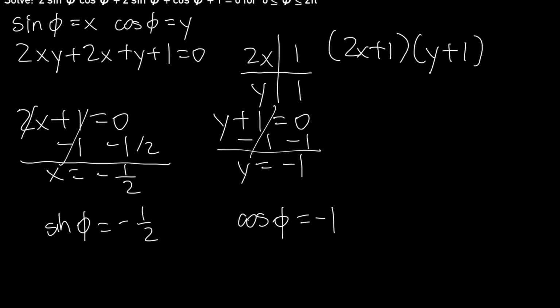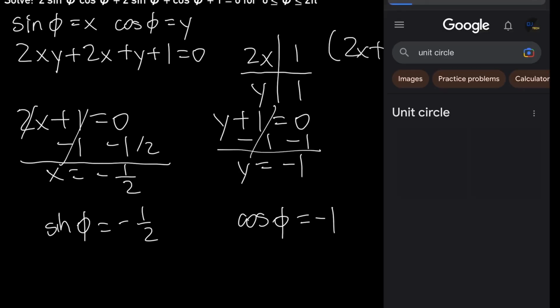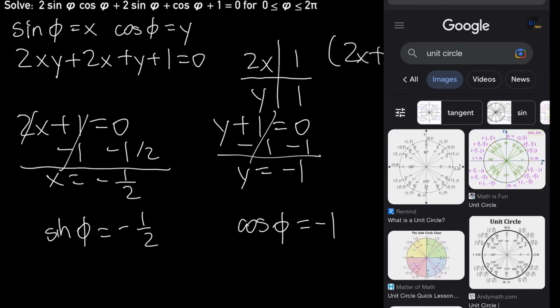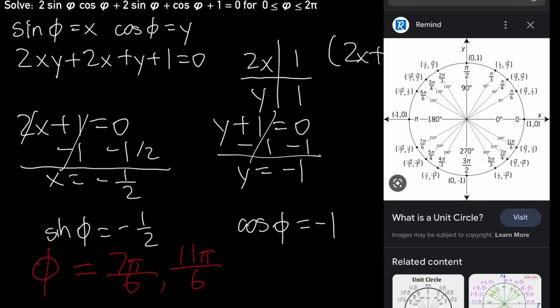Now right now we can conjure the unit circle. And we can see, where does sine equal negative half? Well, as we can see on the unit circle, sine equals negative half at 7 pi over 6 and 11 pi over 6. And the cosine equals negative 1, as we can see on the unit circle, at just pi.